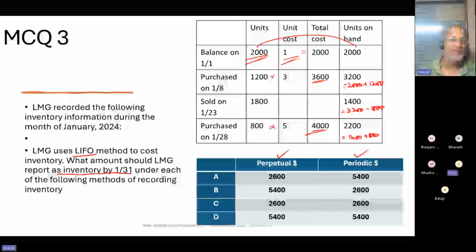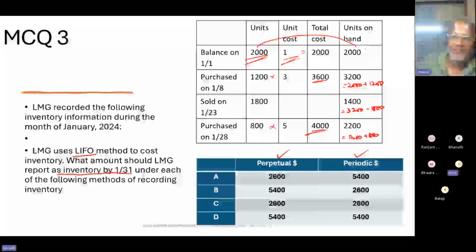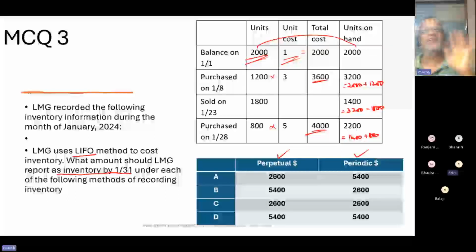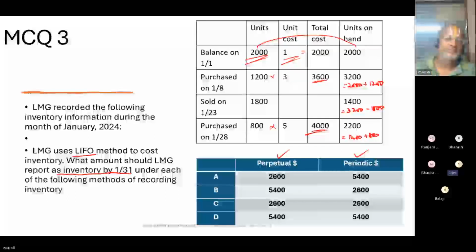Then I have to check it and tell you. Anyway, I'm telling you, perpetual and periodic FIFO will be the same. In the rest of the cases, they will be different. Yes.